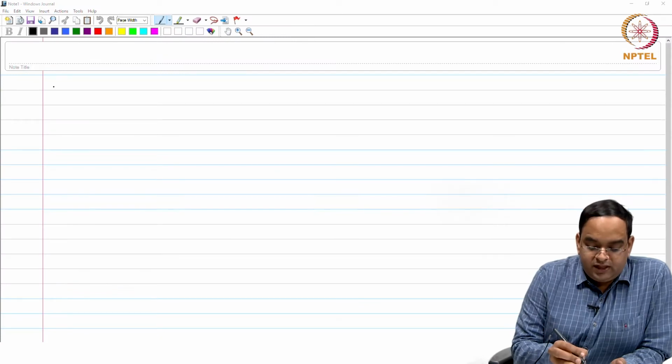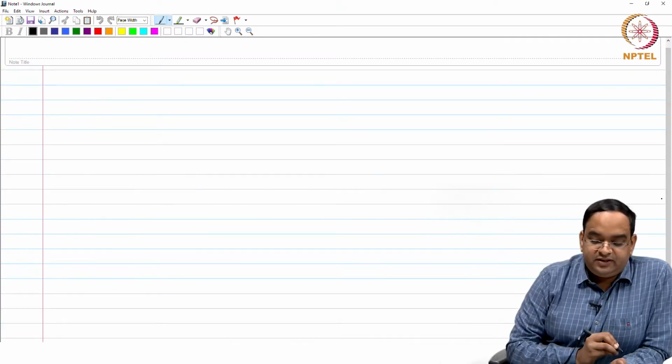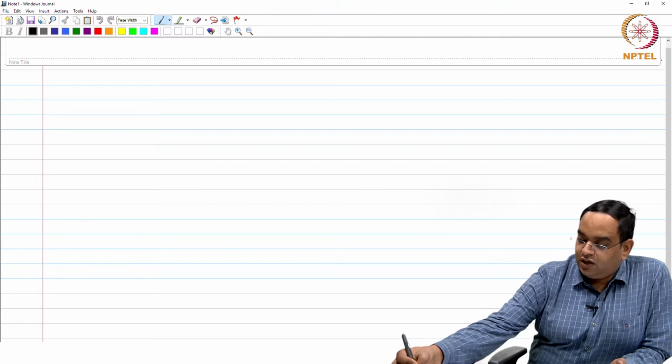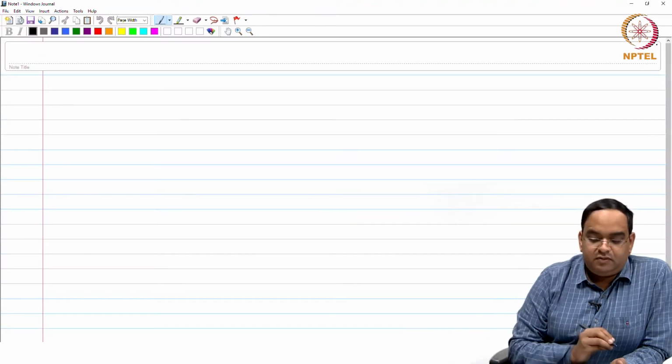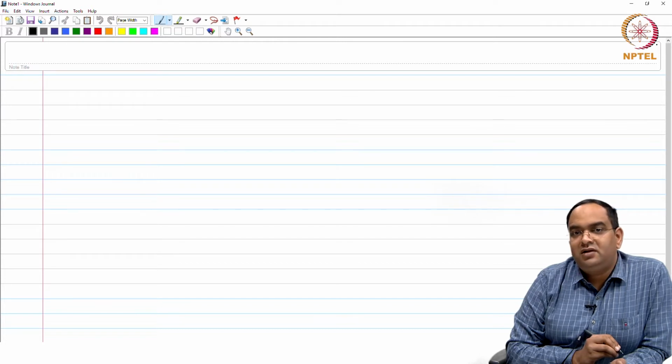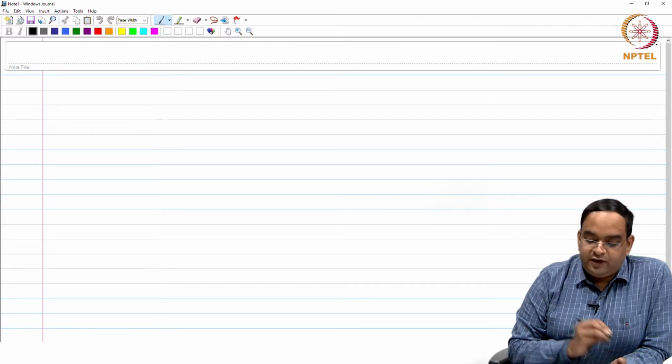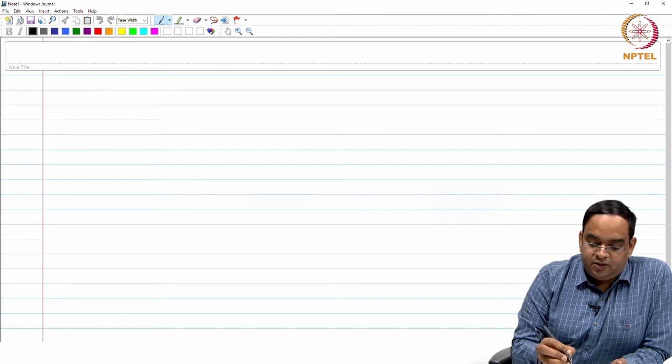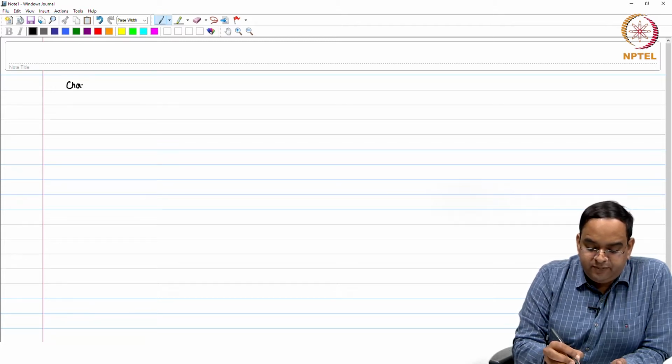Hello everyone, welcome to this session on noise in PLLs. So, earlier we found out the loop components of the PLL for a given unity gain frequency and bandwidth. Let me just draw the PLL block diagram which we have been using.